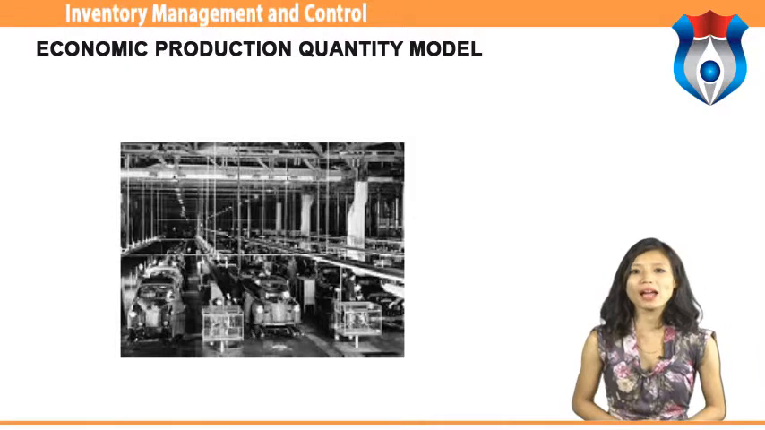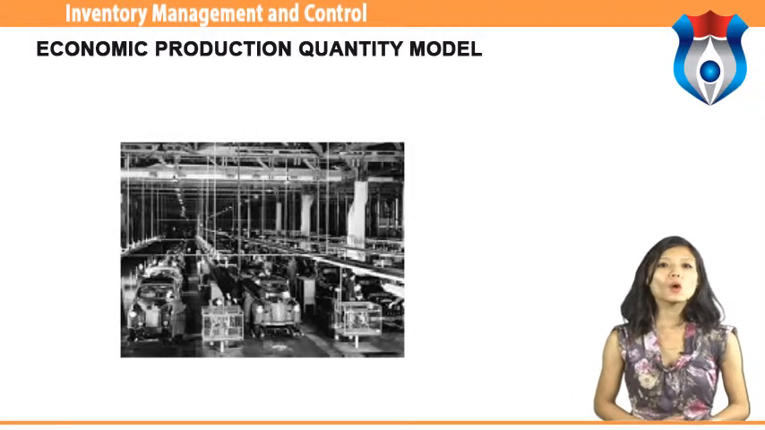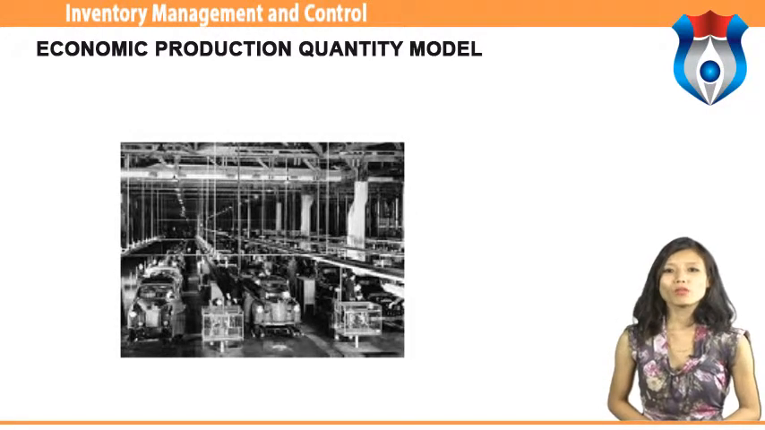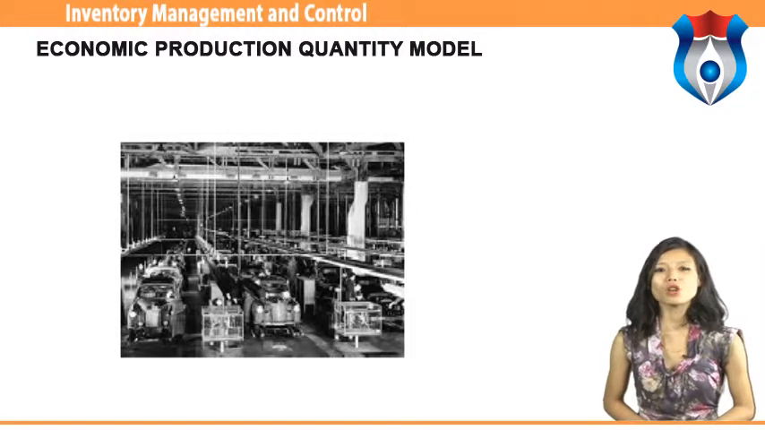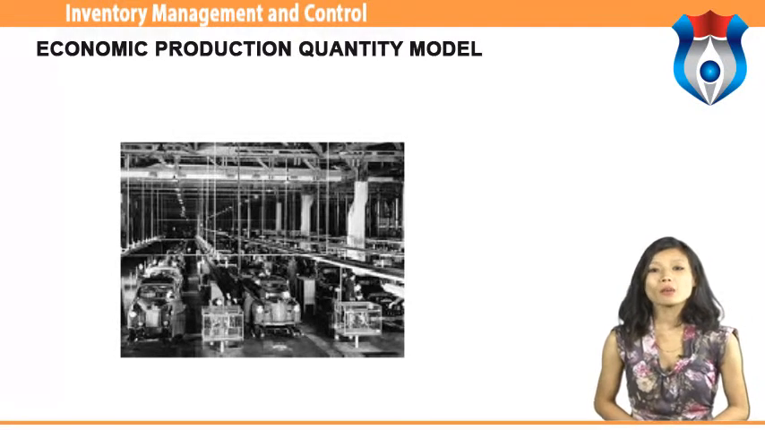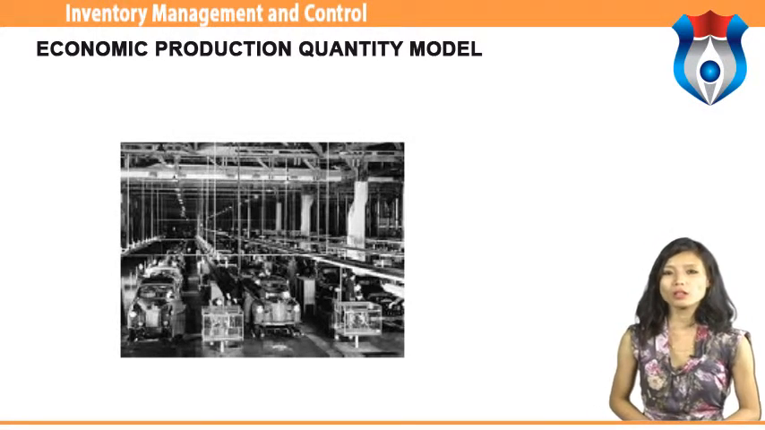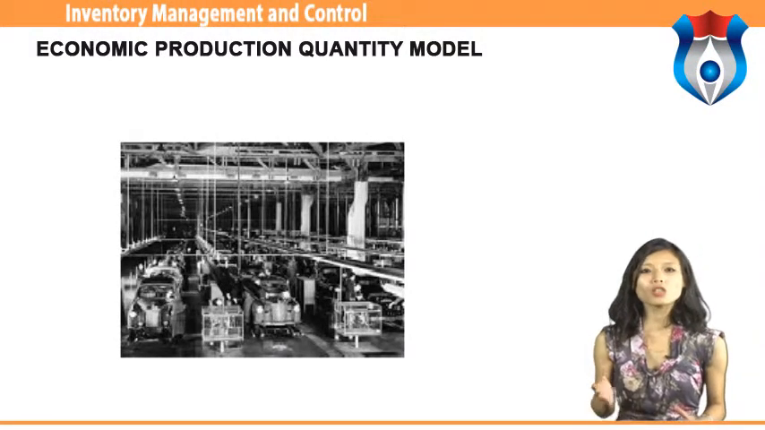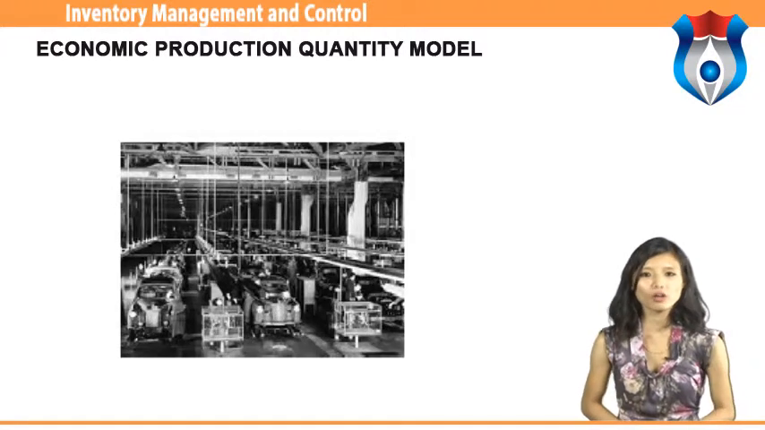EPQ only applies where the demand for a product is constant over the year and that each new order is delivered or produced incrementally. When the inventory reaches zero, there is a fixed cost charge for each order placed, regardless of the number of units ordered. There is also a holding or storage cost for each unit held in storage, sometimes expressed as a percentage of the purchase cost of the item.